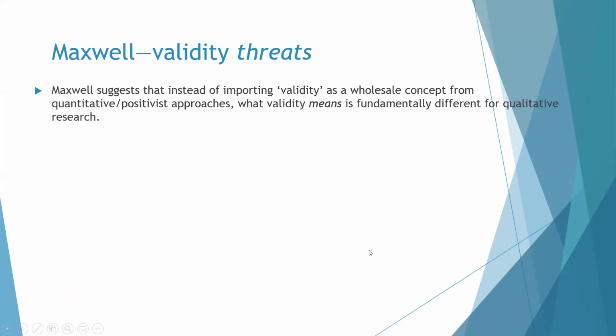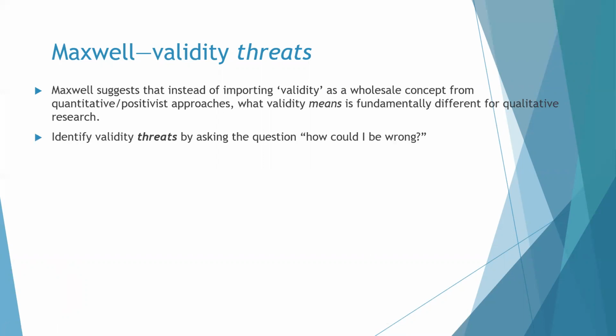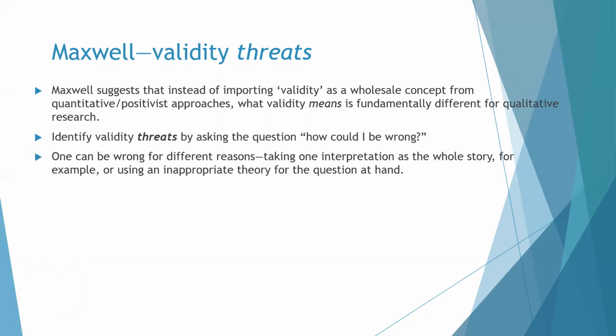So don't import validity as a concept from quantitative or positivist approaches. It means something quite different in qualitative work. You ask, how could I be wrong? And you can be wrong for different reasons. Taking one interpretation as the whole story is one way in which your account might not do justice to the phenomenon that you are trying to study. You can also be wrong by using an inappropriate theory for the question at hand. For example, if you took the idea of emotional safety as a criterion for safety when you were looking at building integrity, well, you've brought the wrong tool to the job.